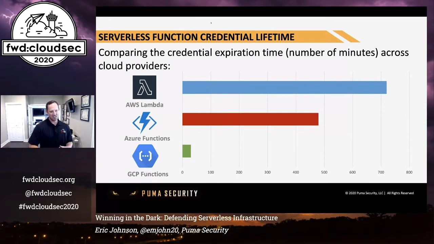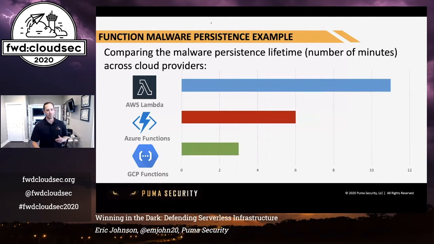Azure is a little bit less. You're looking at about 8 hours for that JWT. That's at least really well documented because, well, the JWT has the expiration time in it, so you can just look. GCP is by far the most strict. 30 minutes and your OAuth bearer token is dead. So GCP's rotates by far the most frequently.